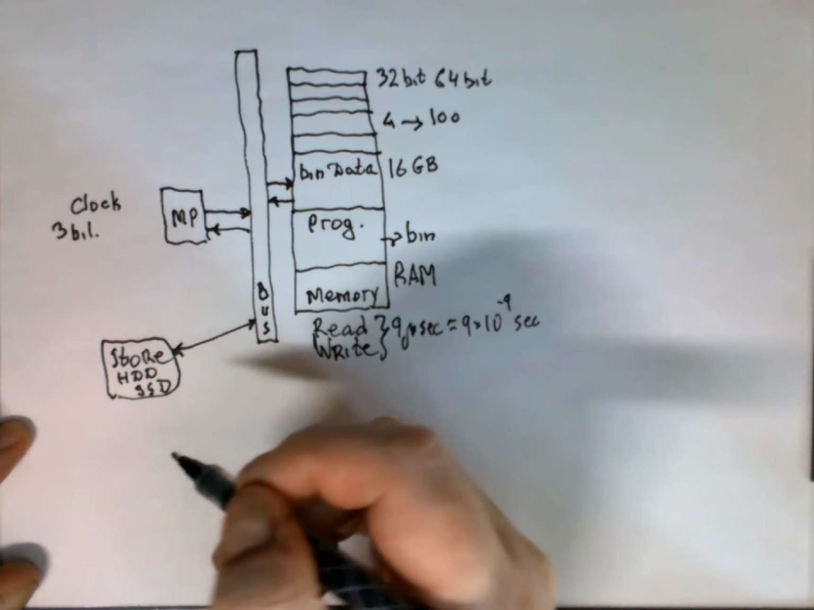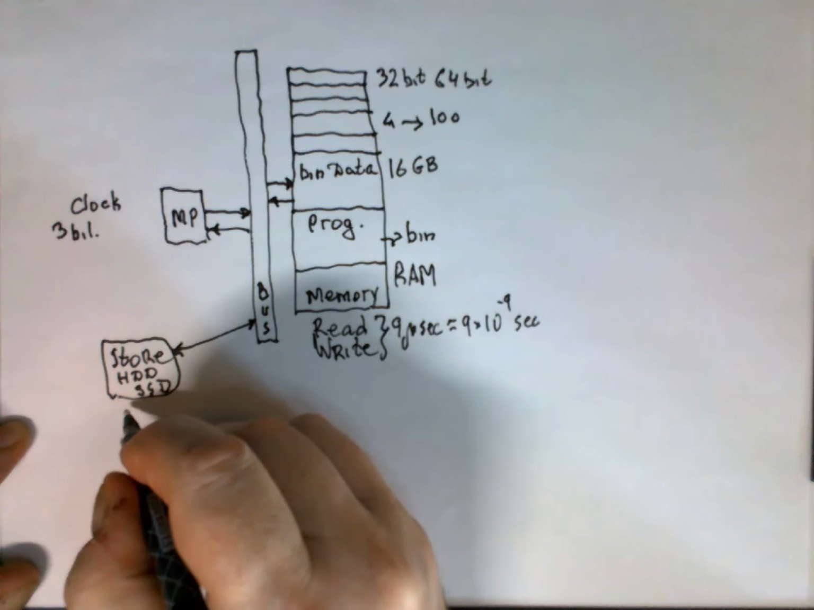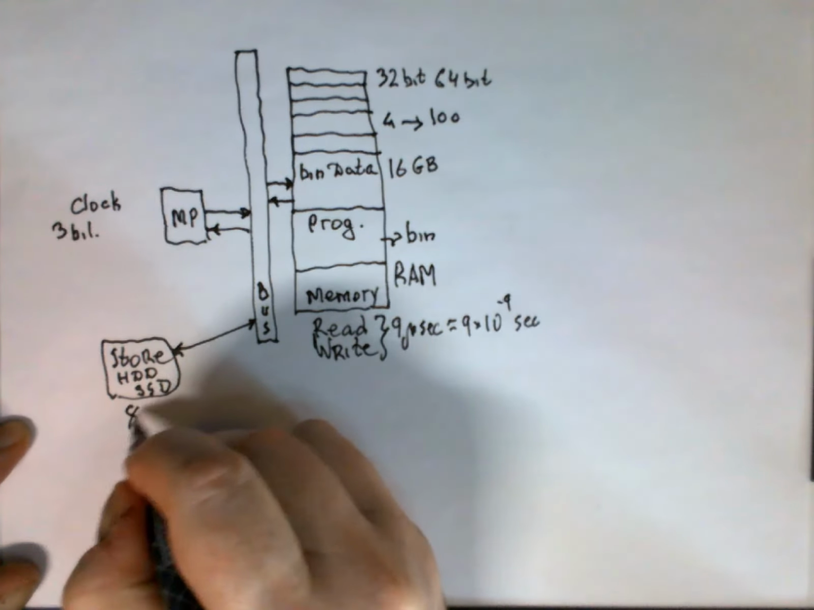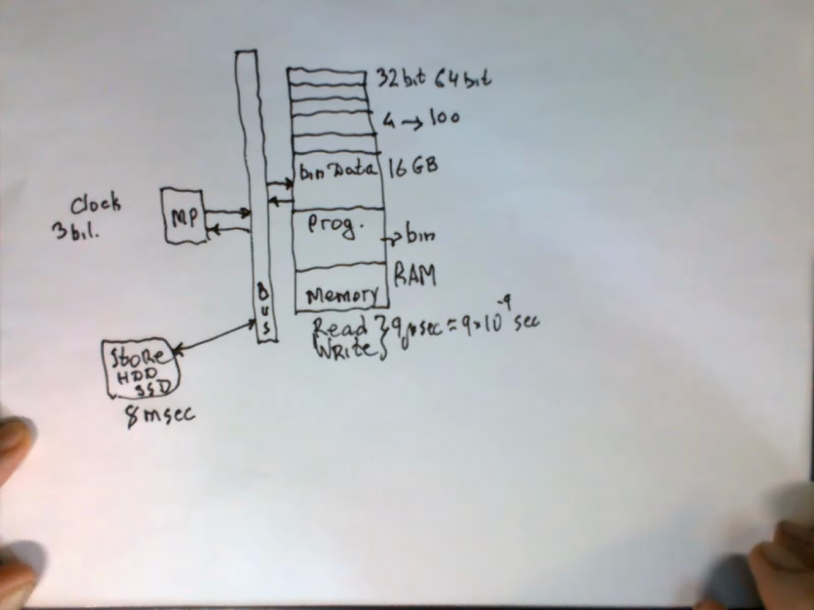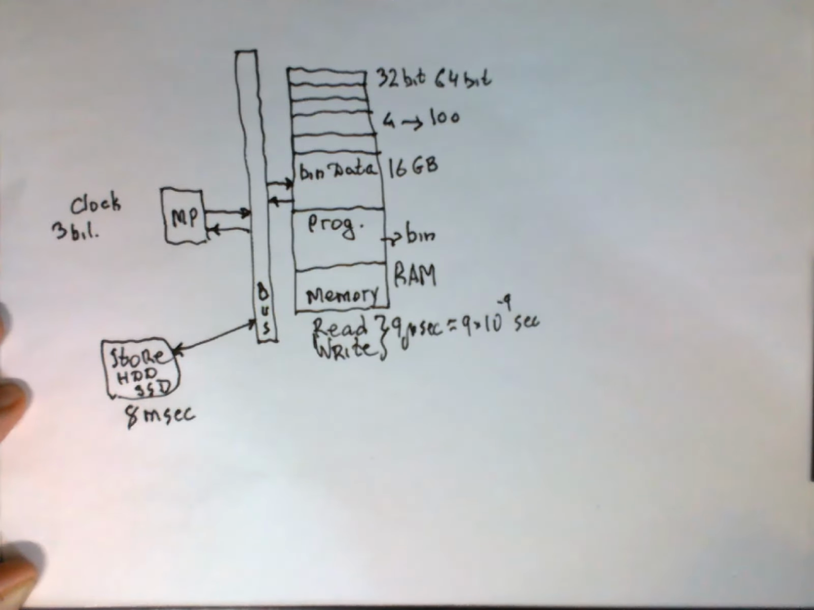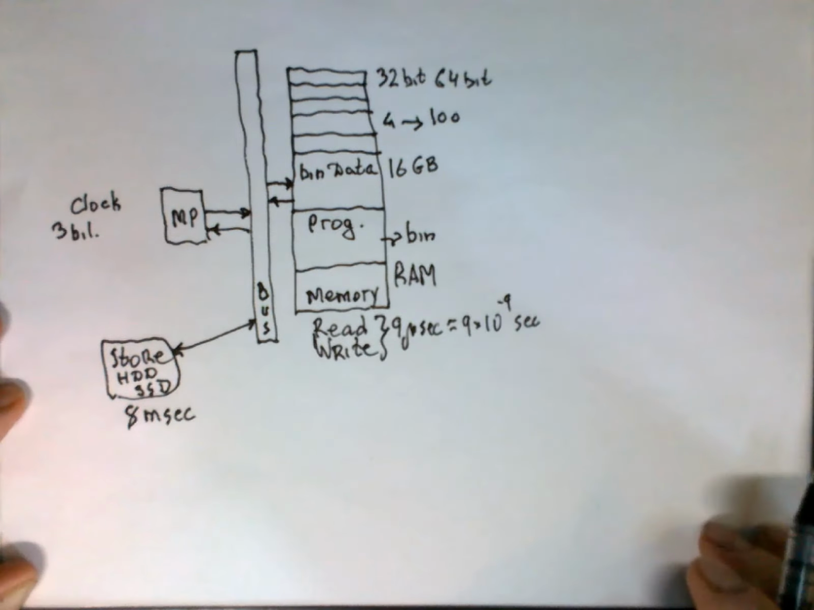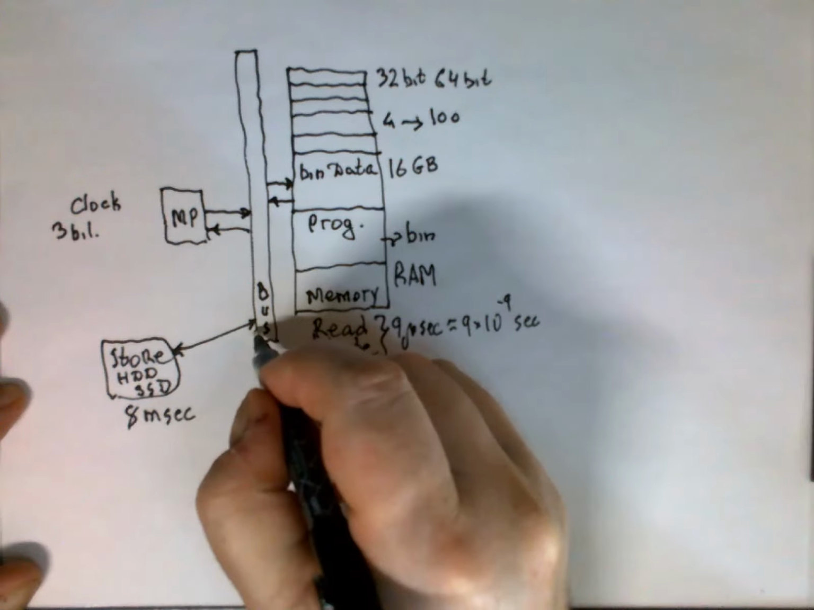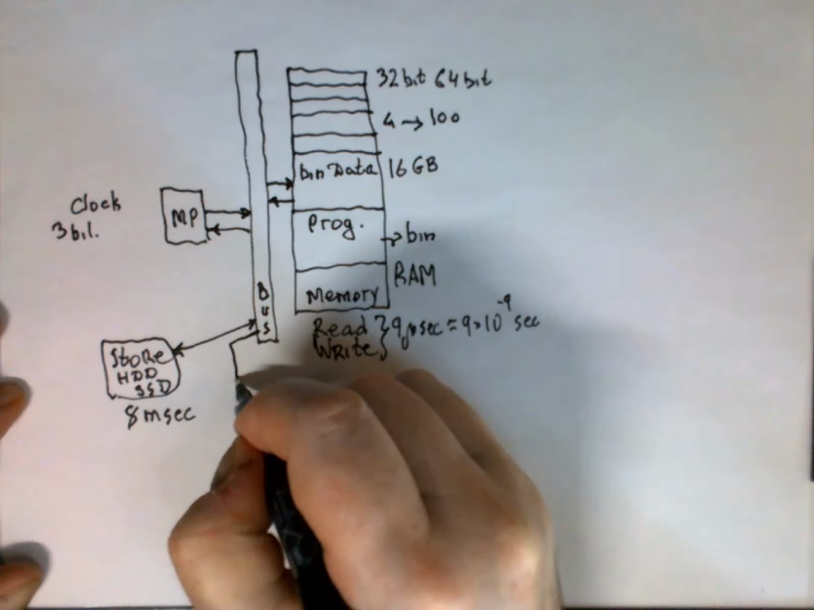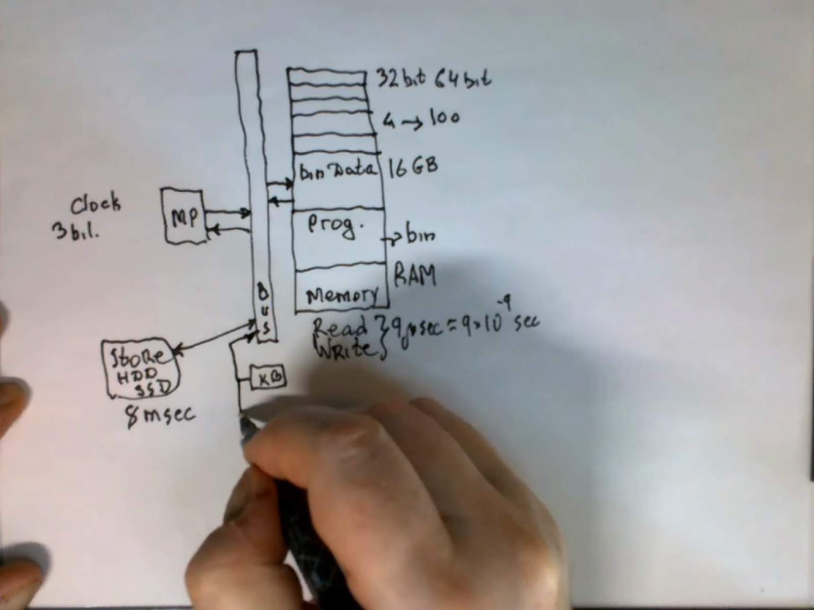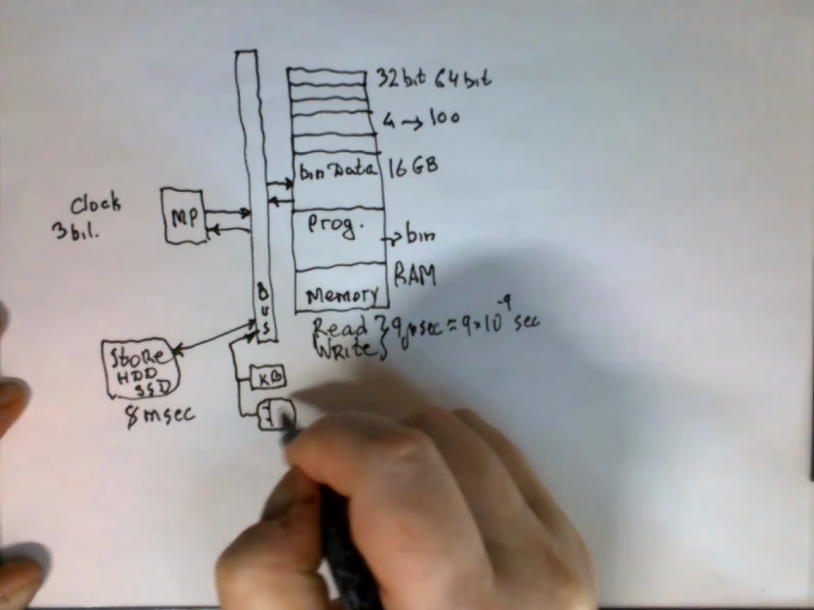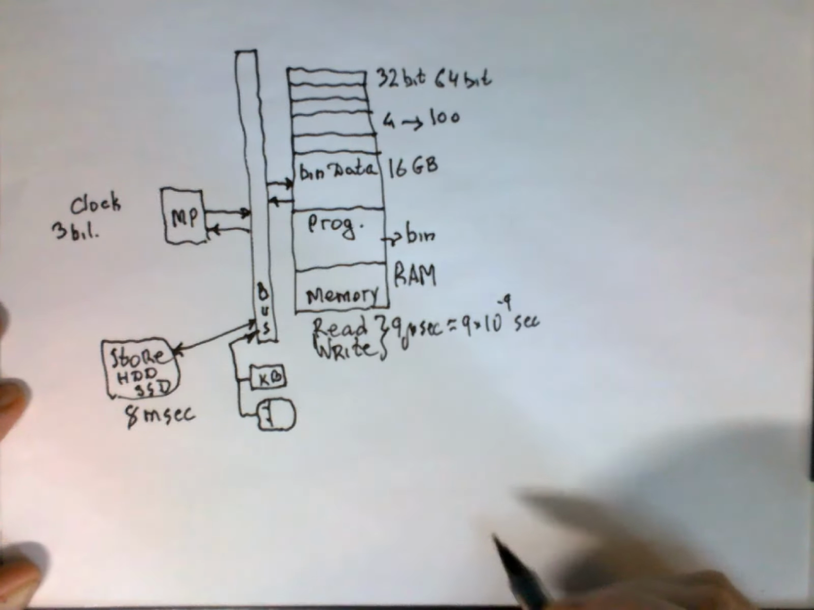Storage is much slower, so its cycle is about 8 milliseconds. This structure must have input devices, which are keyboard and mouse. This is strictly an input device, keyboard and mouse.